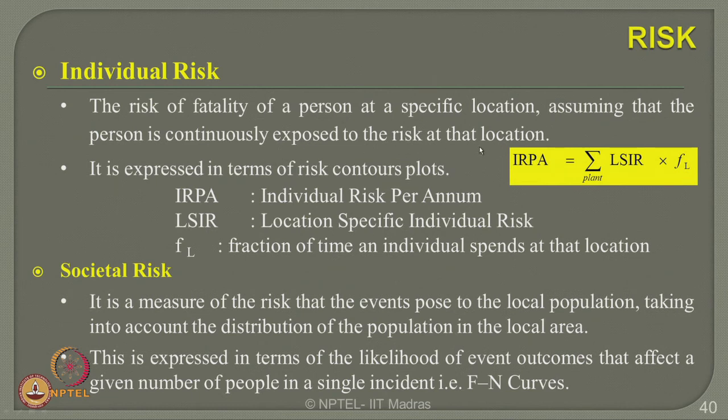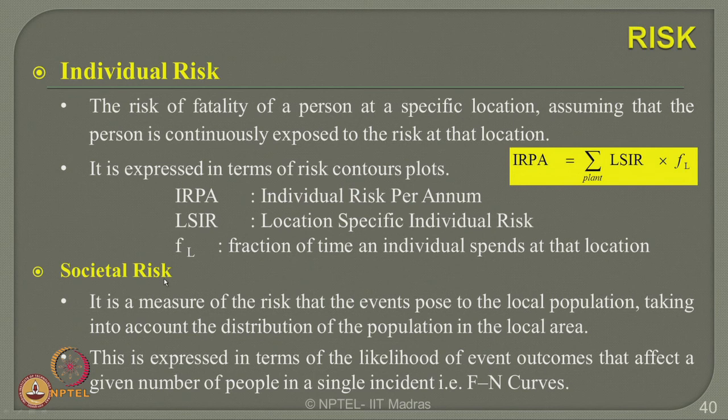This can be easily computed as individual risk per annum, given as IRPA, by the equation shown on the right side, where LSIR is the location specific individual risk in a specific location of the plant, and FL is the fraction of time an individual spends at that location. So if you know these two data, sum them up to get the individual risk per annum estimated for the given scenario in the given plant.